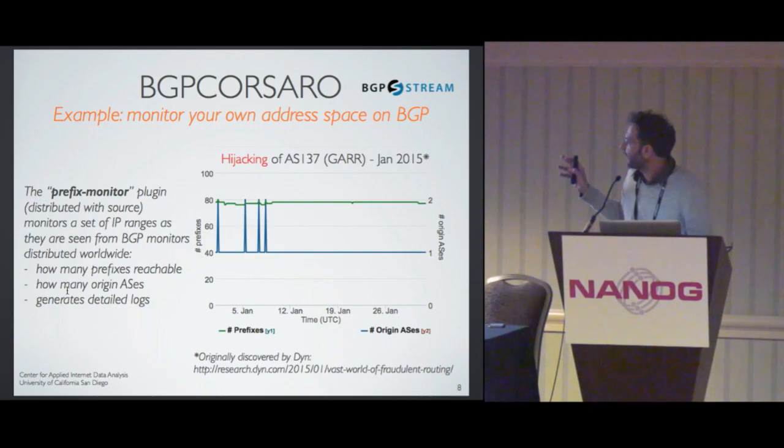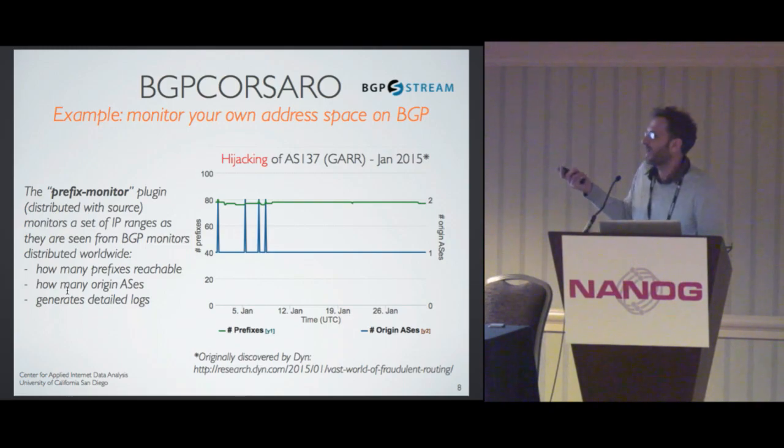In this case, we ran the prefix monitor plugin on the address ranges that are normally announced by AS137 GARR. This is the prefix monitor running for the entire period of January 2015. The green line represents the number of prefixes that overlap with the addresses normally announced by GARR. The blue line, the one with the 4 spikes, represents simply the number of origin ASs that are announcing those prefixes.